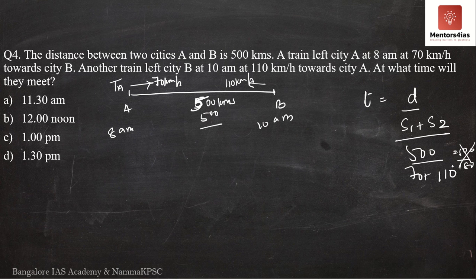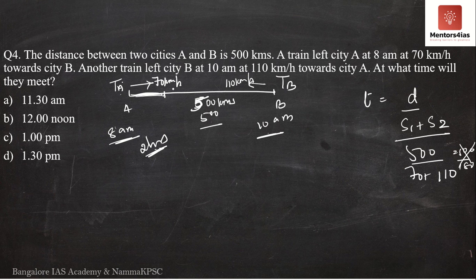But this is incorrect. The reason it is incorrect is that the two trains are starting not at the same time but at different times. Since train A is starting 2 hours earlier when compared to train B, you have to take into account the distance covered by train A in the first 2 hours.